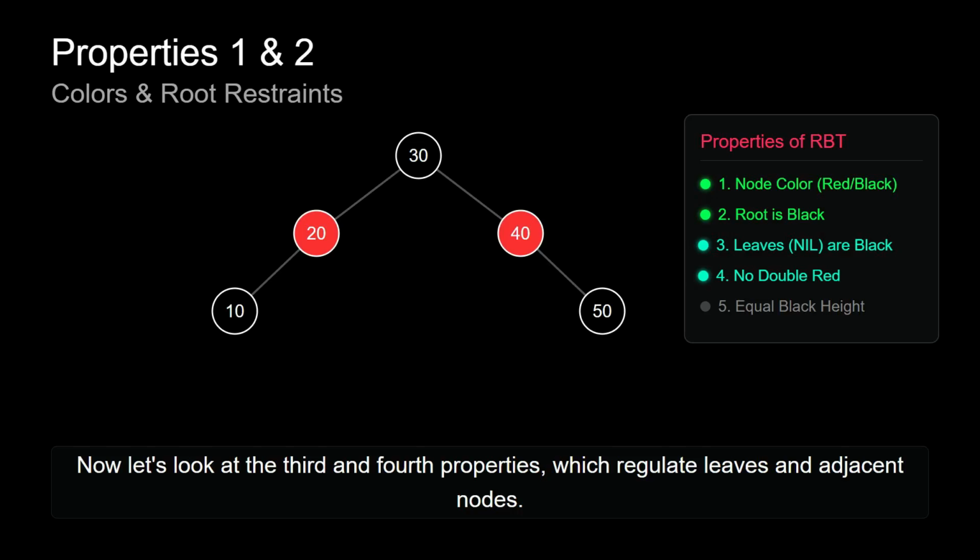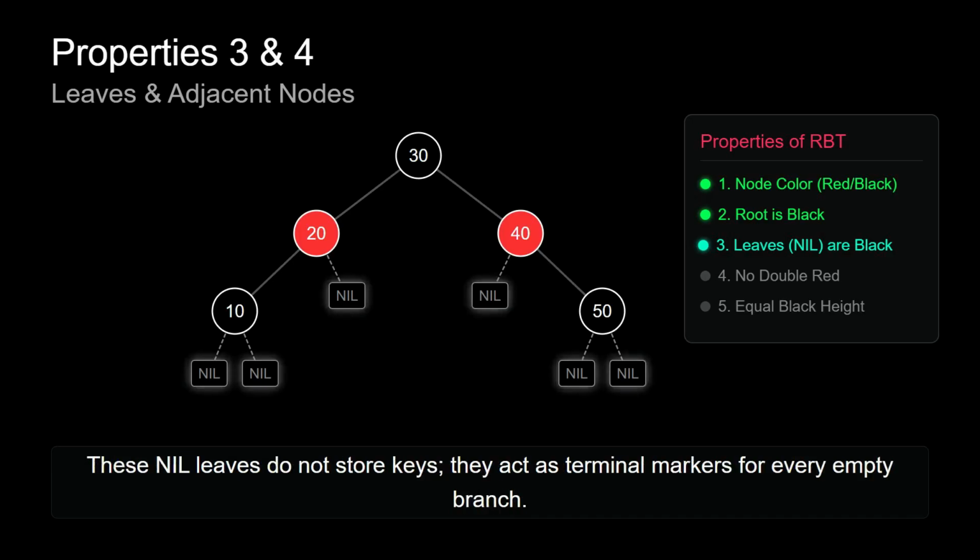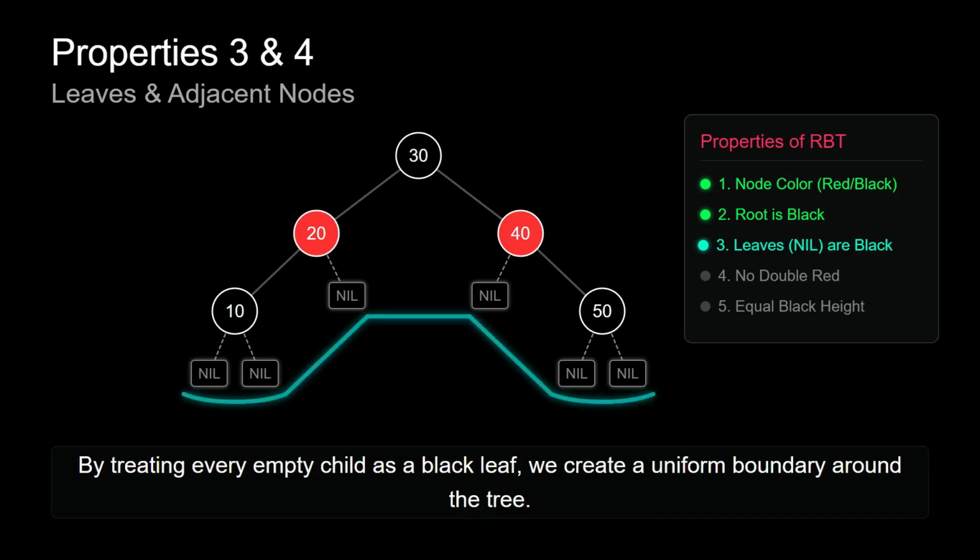Now let's look at the third and fourth properties, which regulate leaves and adjacent nodes. The third property states that every leaf, represented by sentinel nil nodes, must be black. These nil leaves do not store keys. They act as terminal markers for every empty branch. By treating every empty child as a black leaf, we create a uniform boundary around the tree.